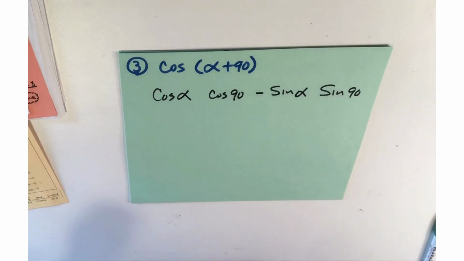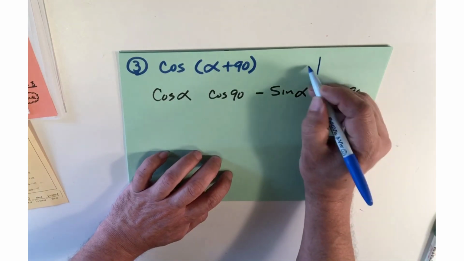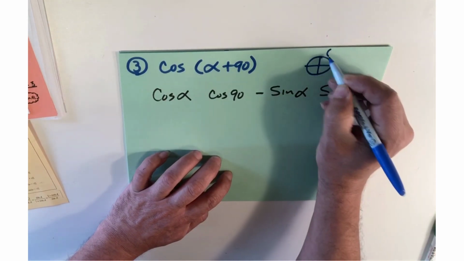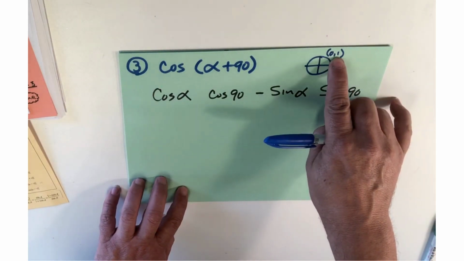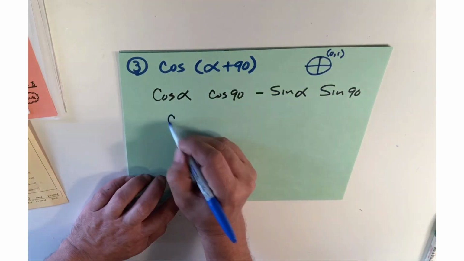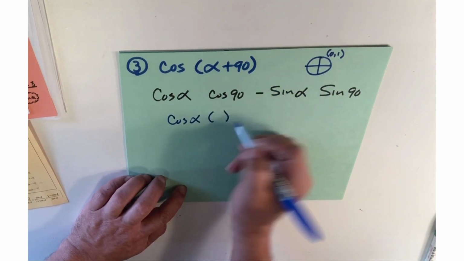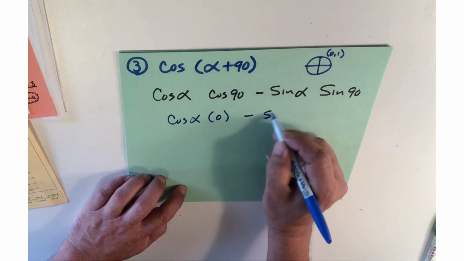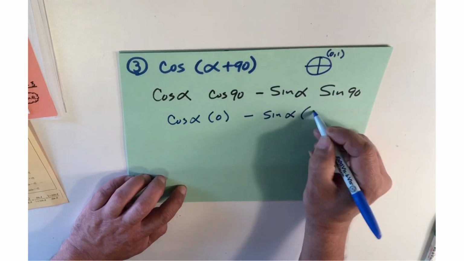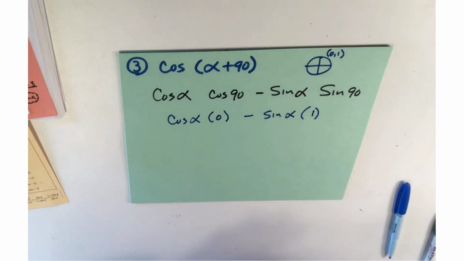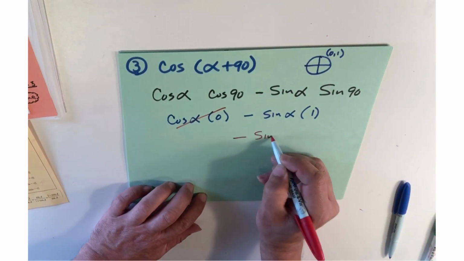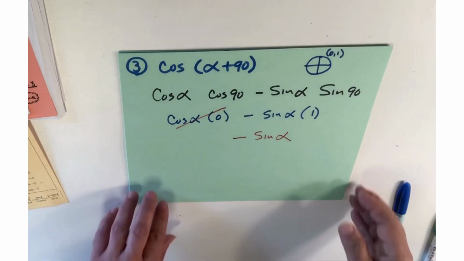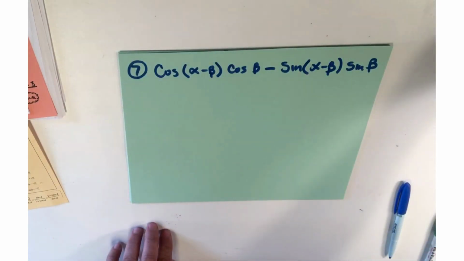Now, let's go make our little circle and remember what the cosine of 90 was. So when you make your circle up here at 90, this is 0, 1. Once again, the cosine is 0, the sine is 1. So let's see, this is cosine alpha, cosine 90, which is 0, minus the sine of alpha, sine of 90, which is 1. Yet again, this cancels out because 0 times anything is always 0, and the answer is 1 times this, which is negative the sine of alpha. That's number 3. As you can see, they're not that challenging, right?